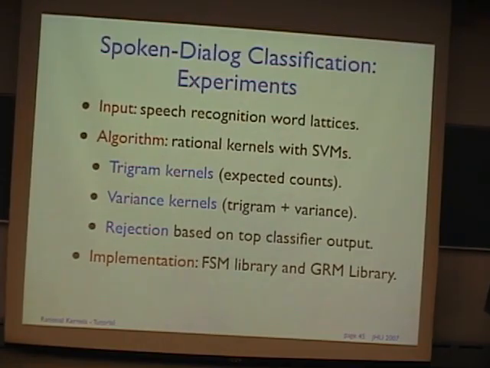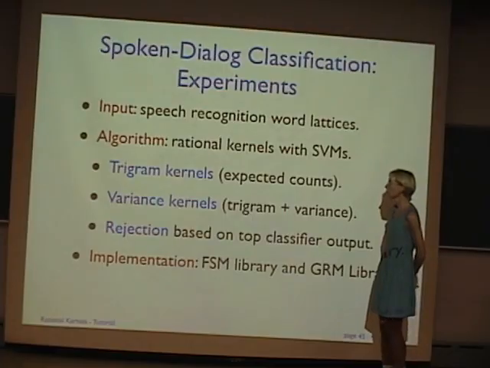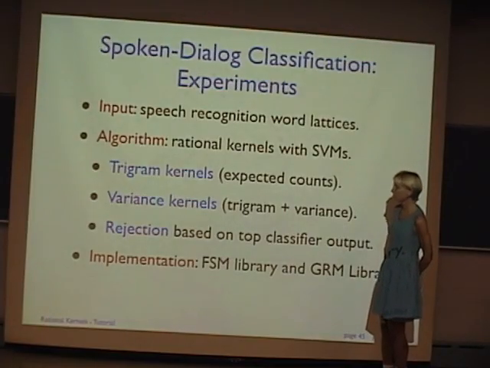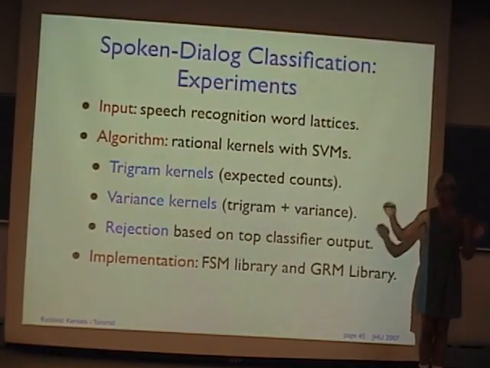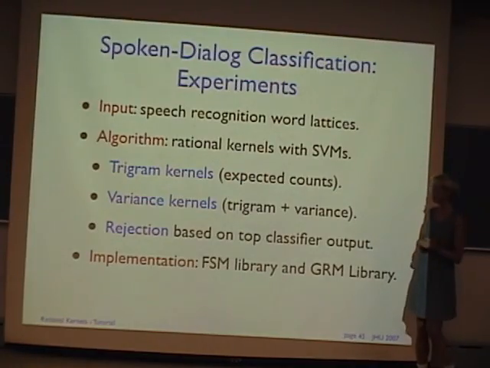It's word lattices. So now it's not just one string, but a set of strings representing the best possible transcriptions of this utterance. And the algorithms that we made use of were rational kernels. We made use of trigram kernels, so now it's not bigram, but trigrams, commonly occurring trigrams in between two lattices.